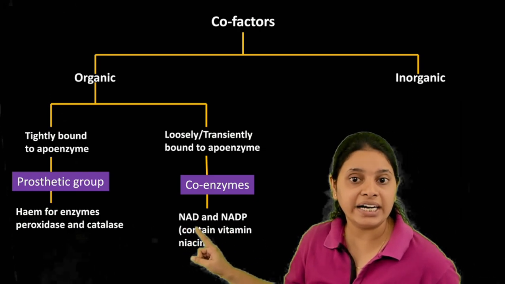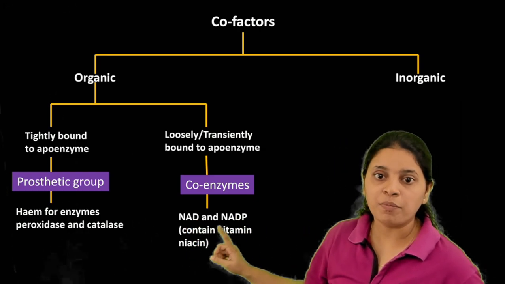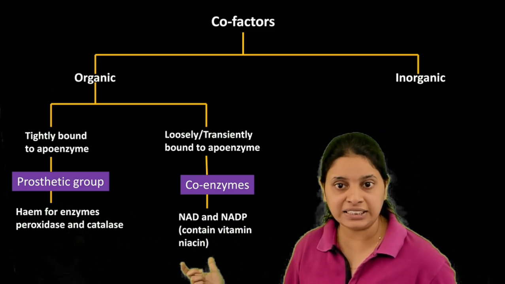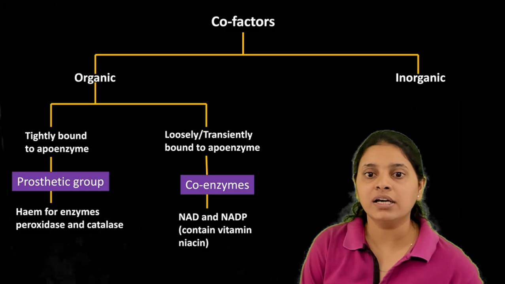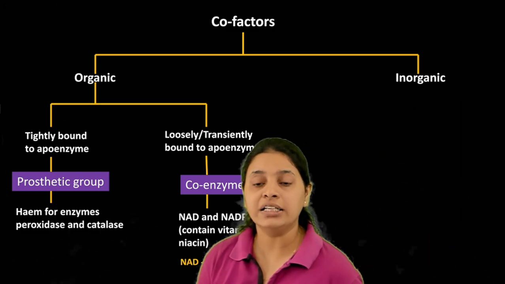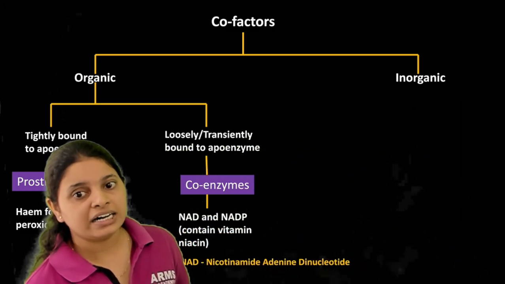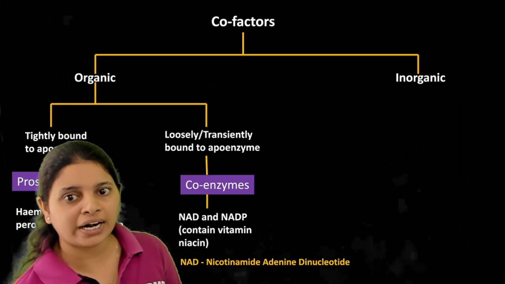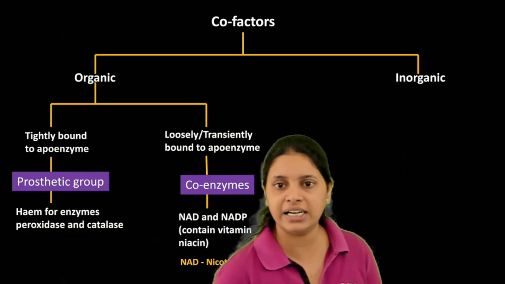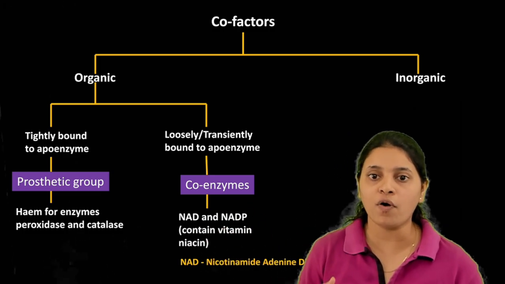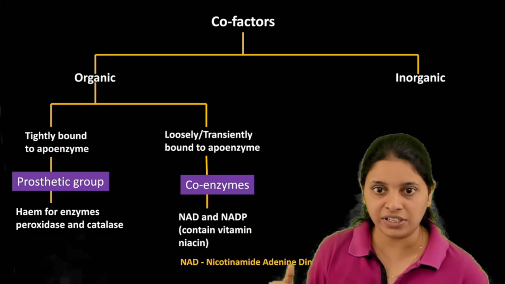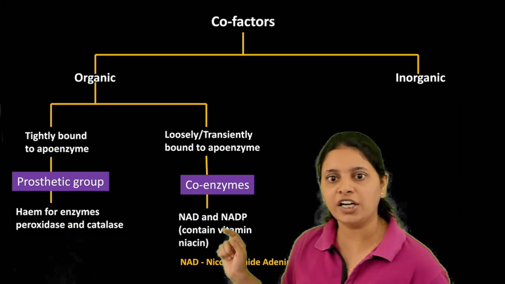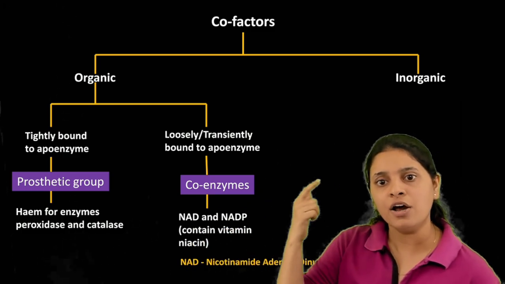Next, we have the coenzymes. Examples, we have NAD and NADP. Both are actually derived from a vitamin which is niacin, the B3 vitamin. Okay. Here NAD stands for nicotinamide adenine dinucleotide. What is NAD? Nicotinamide adenine dinucleotide, and if you attach a phosphate group, you will get NADP. Both are crucial for specific enzymes activity. Like you will study about NAD in cellular respiration, and you will study about NADP in photosynthesis.